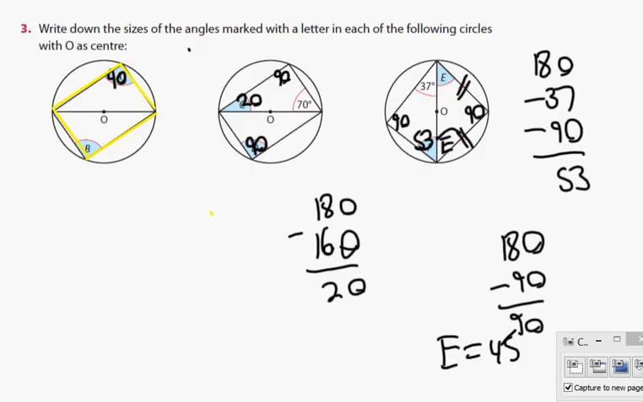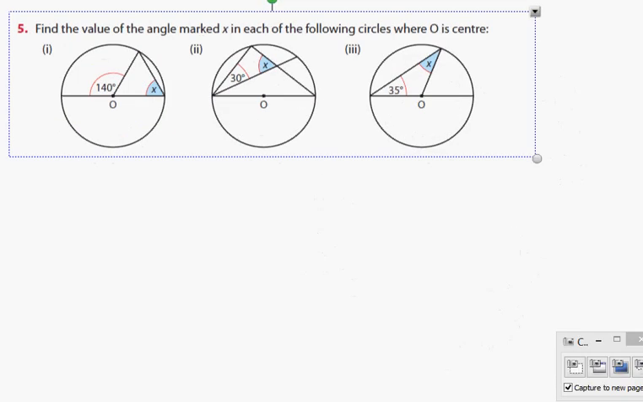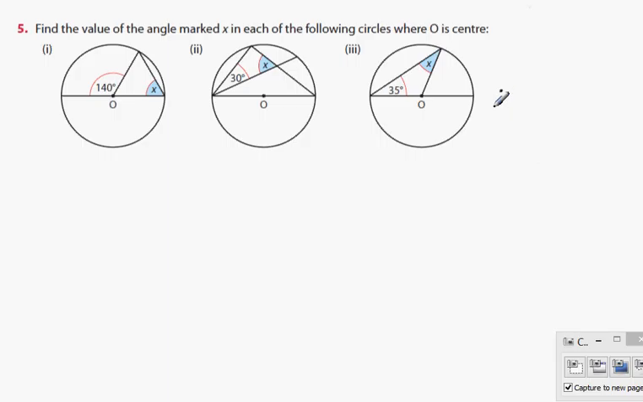Don't be afraid to use the back of the book here and there to try and figure out what exactly you're doing. These ones. Okay. Find the value of x marked in each of the following. Okay. There's a hint here. This side is the same as, this length is the same as.